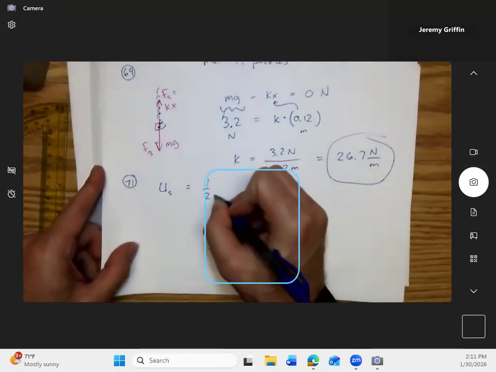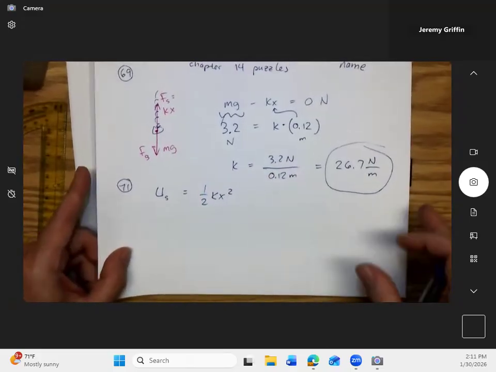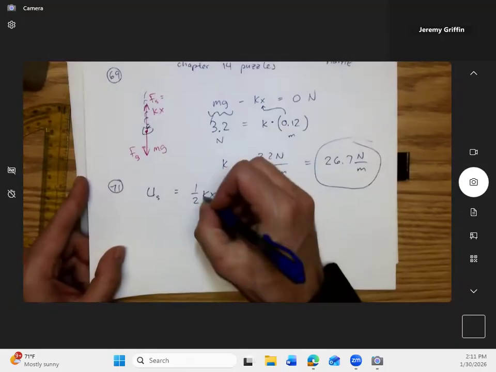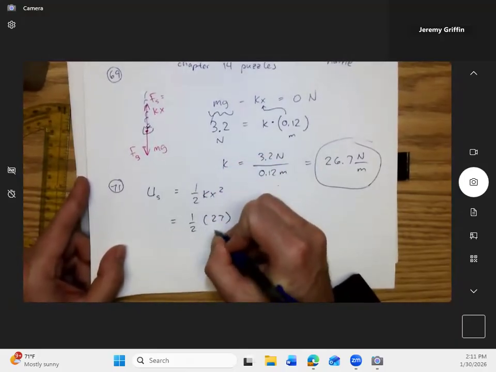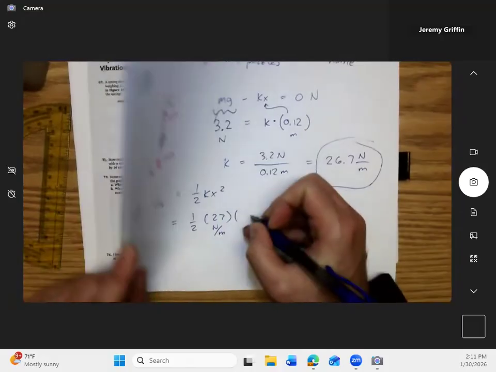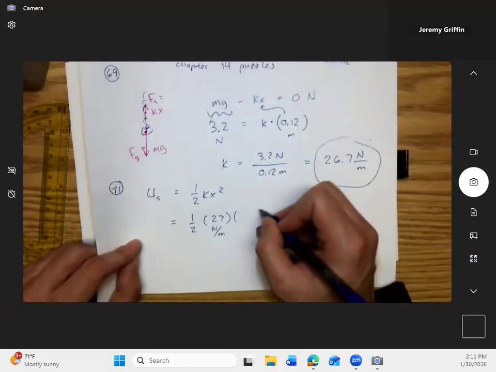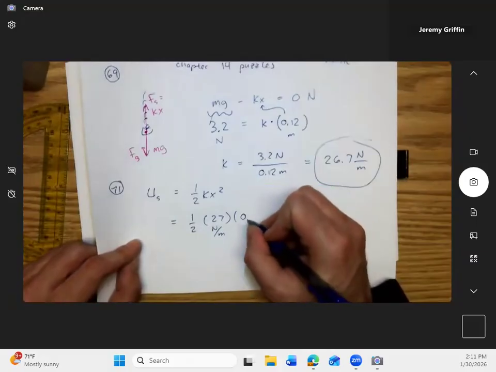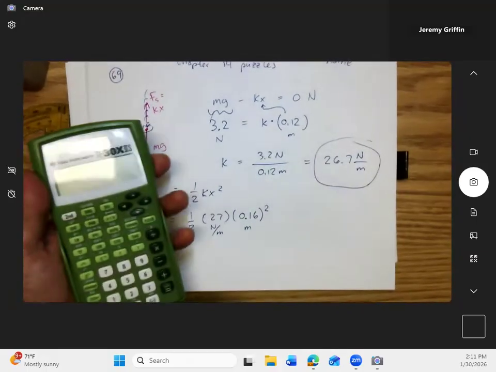Yeah, 1/2 kx squared. Every textbook organizes information a little bit differently. We talked about this last semester, but let's do it anyway. So 1/2, they gave a k of 27, that's newtons per meter. And they're saying stretch it 16 centimeters. What number should I put in for the x? 0.16? Because that would be meters. And don't forget to square that. All right, see if you come up with what I come up with.